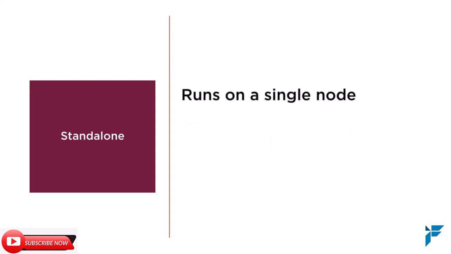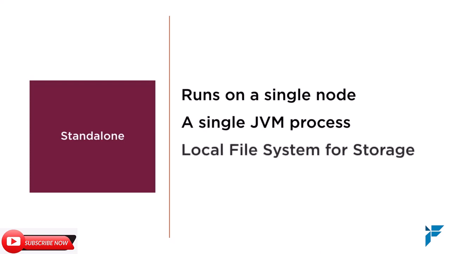It's the simplest mode. It runs on a single node, that is one machine, typically your local development machine. Standalone mode simply involves downloading all the jar files. Hadoop is built in Java, so has jar files, and running a single JVM process to simulate a distributed system. It uses the local file system for storage. HDFS does not run at all. All file manipulations that you do will be directly on your local file system.